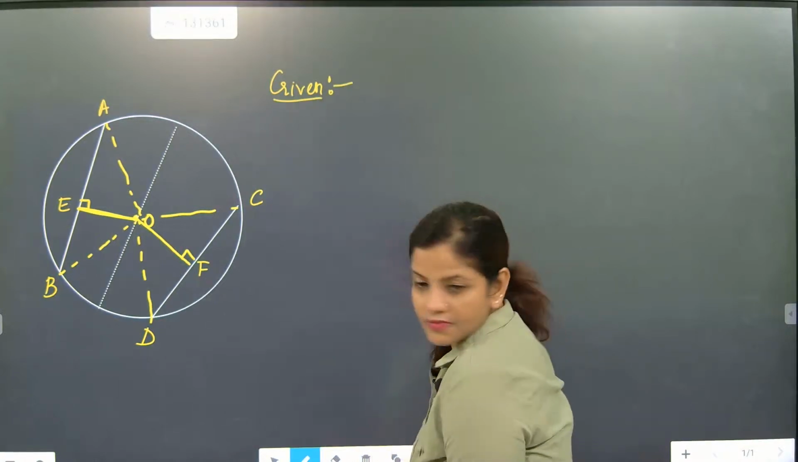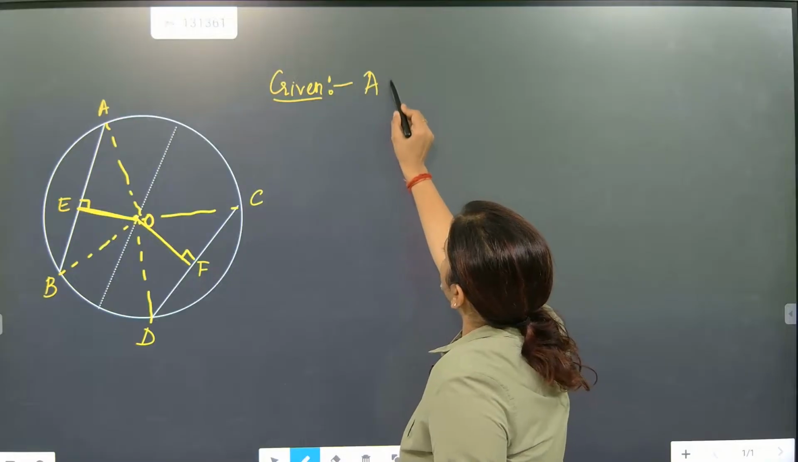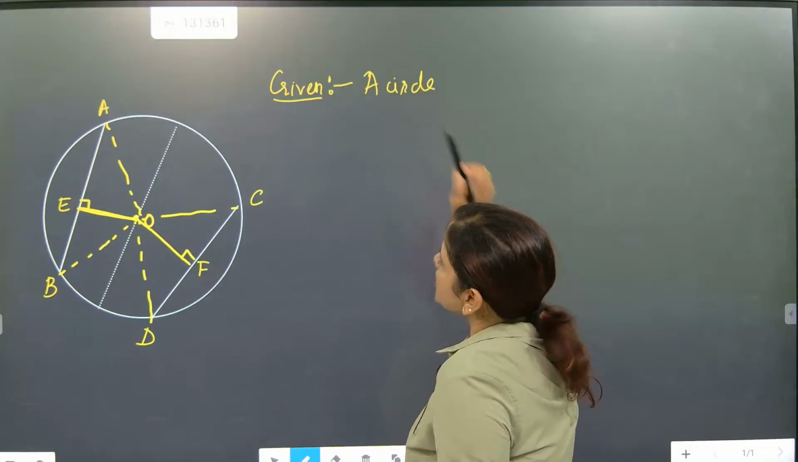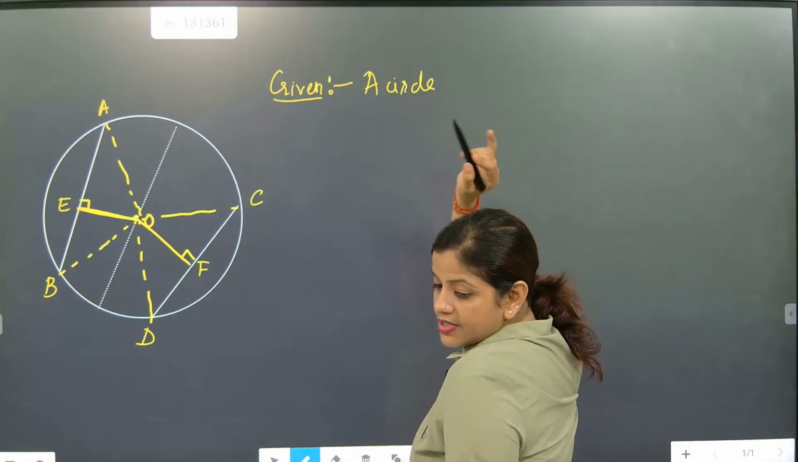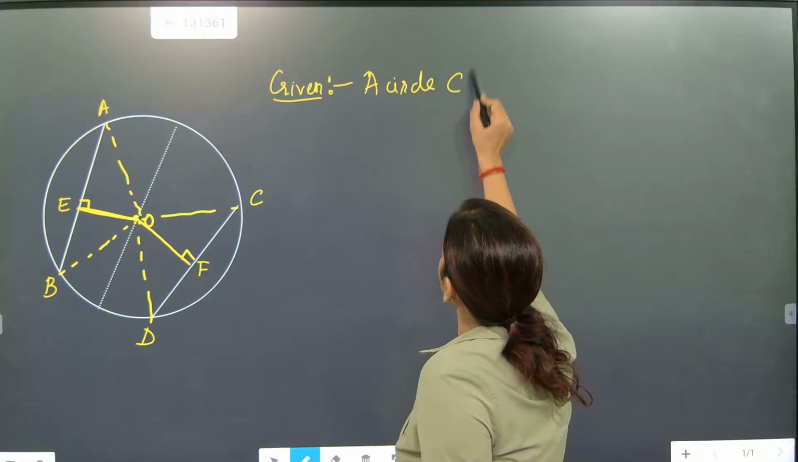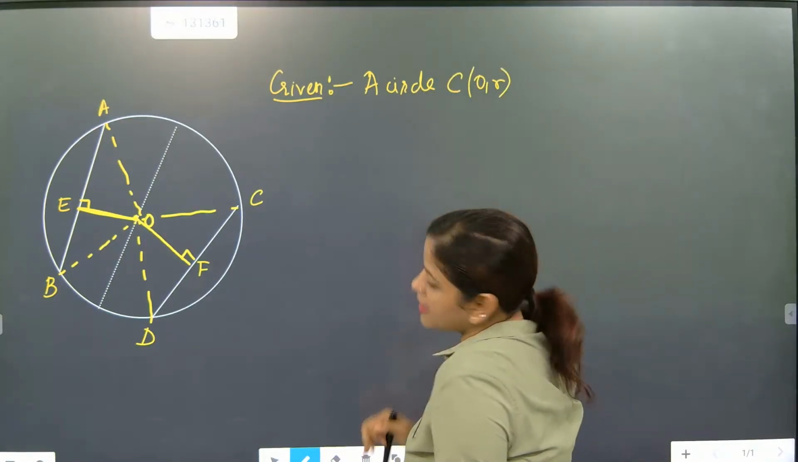Given: a circle is there. What is the circle, beta? A circle C with center O and radius R.